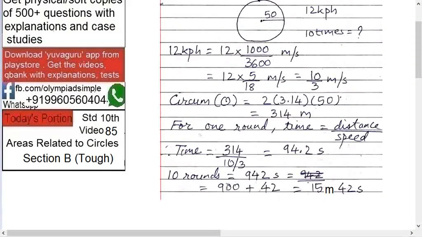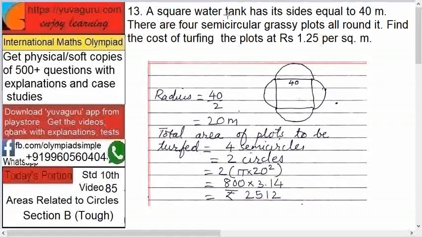942 means 900 plus 42, right? 900 is divisible by 60, right? So it becomes 15. So 15 what? Not seconds, minutes. So 15 minutes and 42 seconds. That is the answer. Next, a square water tank has its sides equal.